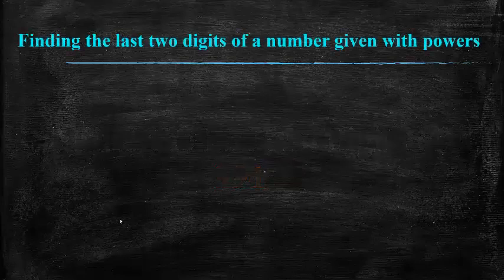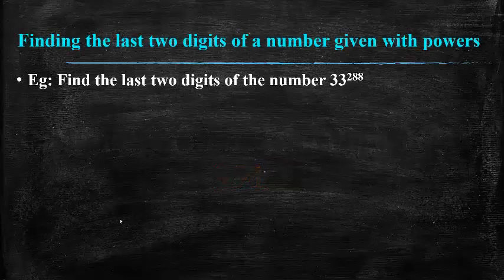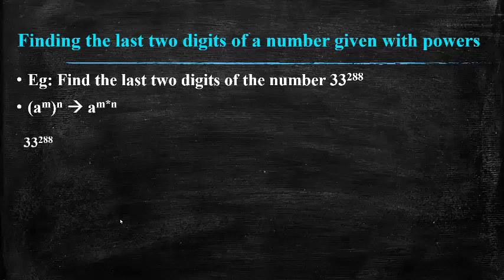Next we are going to see how to identify the last two digits of the number 33 power 288. We are aware of the concept that a power m the whole power n is equal to a power m into n. So here I am rewriting 33 power 288 as 33 power 4 the whole power 72. 33 power 4 is nothing but 33 square into 33 square, the whole power 72.